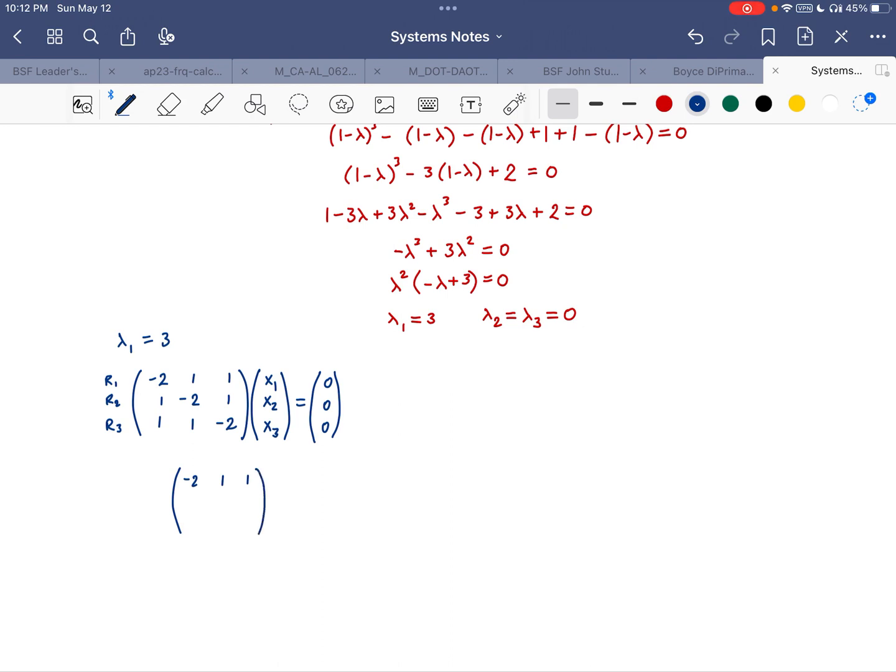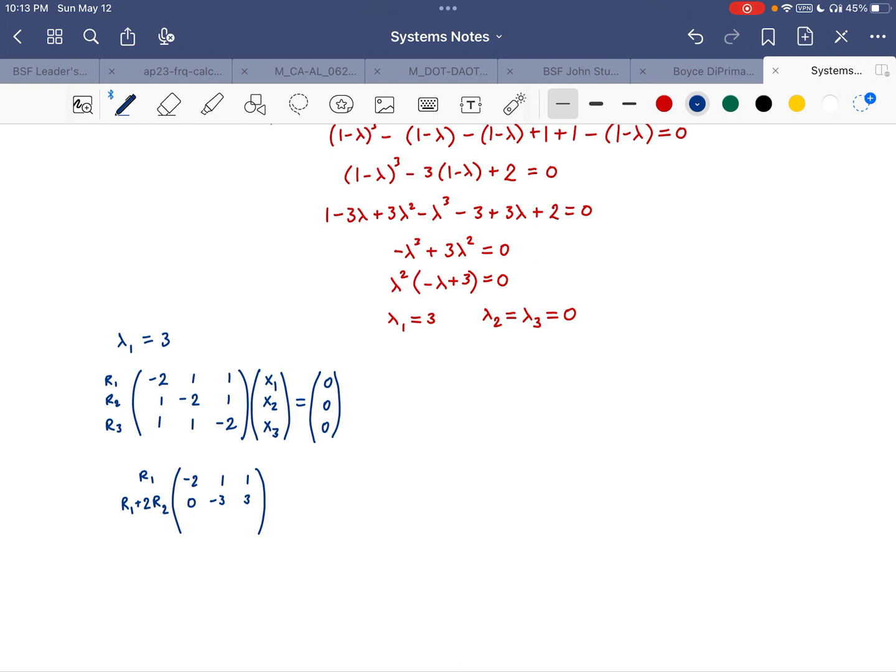And the second row, what I'll do is row 1 plus 2 copies of R2, row 2, so that this will cancel out here. So I'm going to multiply this entire row by 2 and add it to the first row. So 2 times 1 is 2, plus negative 2 is 0. That's why I did it. 2 times negative 2 is negative 4, plus 1 is negative 3. 2 times 1 is 2, plus 1 is 3.